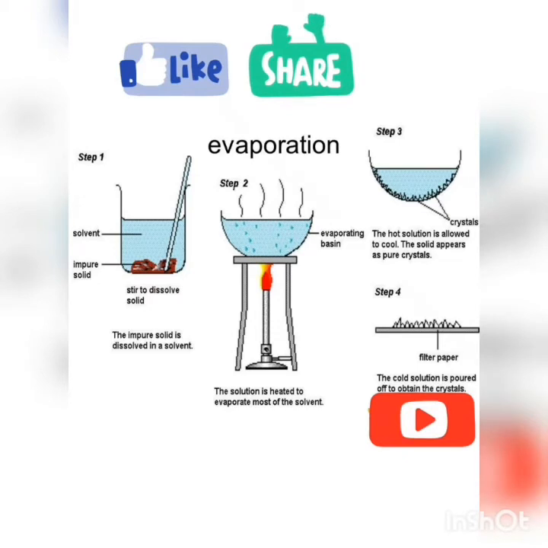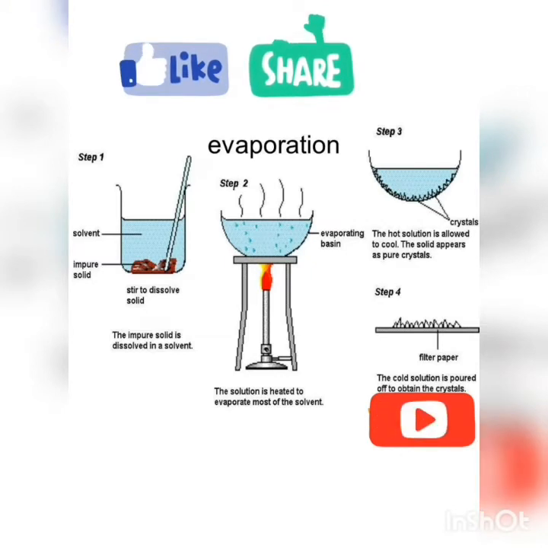Evaporation is the process whereby liquids change into gas in the presence of heat. Evaporation can be used as a separation method to separate components of a mixture of a dissolved solid in a liquid. When the mixture is heated, the liquid evaporates, that is, converts from liquid state to gaseous state. When the liquid is completely evaporated, the solids are left behind.